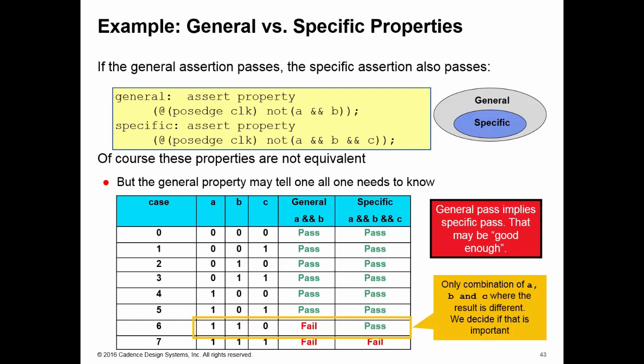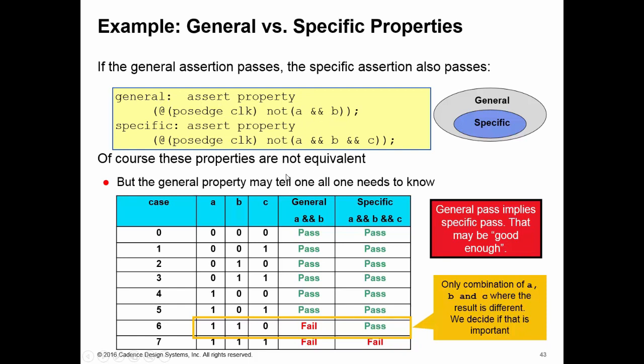So let's say we analyze the cone of influence for this property and we observe that C has a very big fan-in. There are a lot of things contributing towards C which make it difficult for the formal tool to prove that the property is true under all circumstances. So let's consider what would happen if we remove C from the expression. This is what we end up with in the property called general here. We just remove the term C.